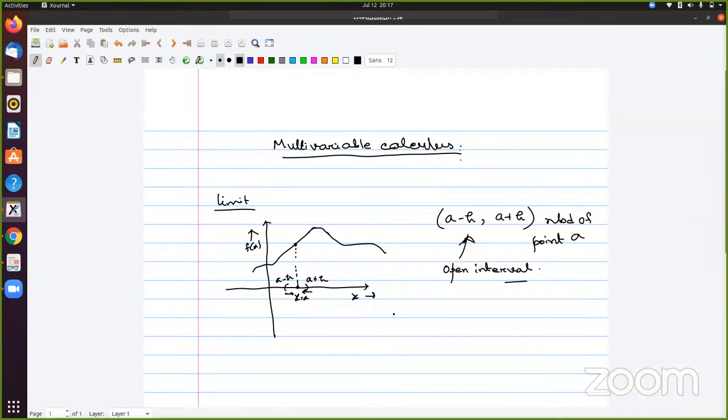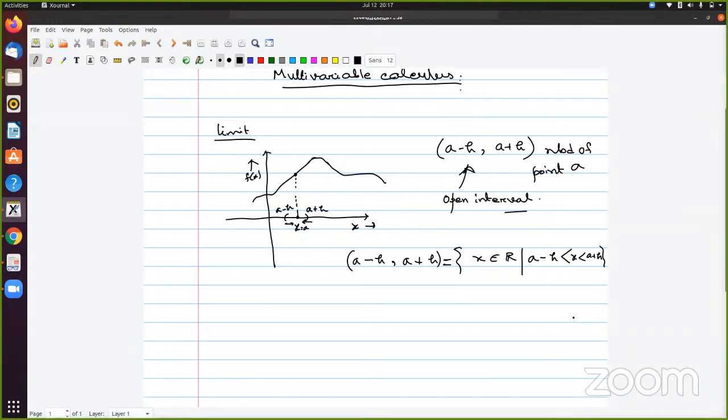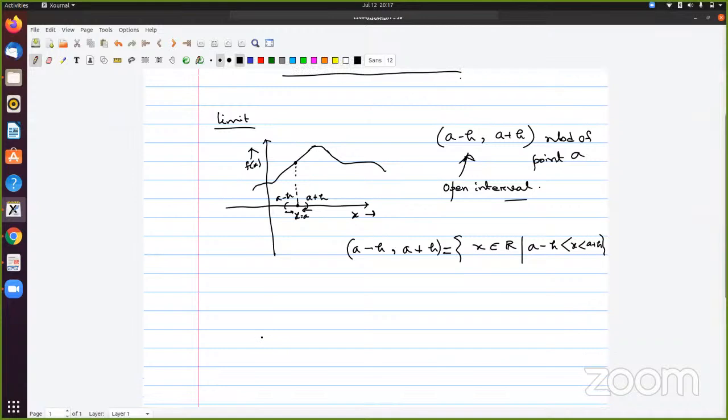So if we want to write it as a set, what do we know? What are the points that will be there? This is all x belonging to the real numbers such that this condition is satisfied, right? We don't take the boundary points, correct? That's why it is open. Now if we want to generalize this in multivariable calculus, let's see how it happens.